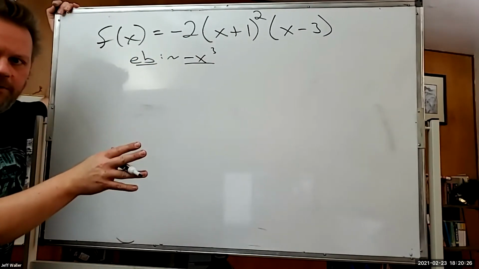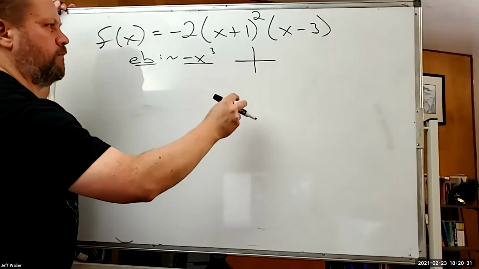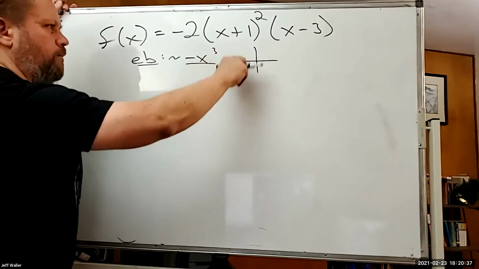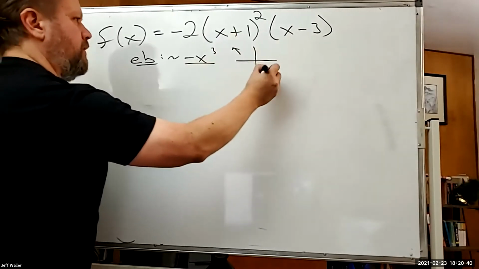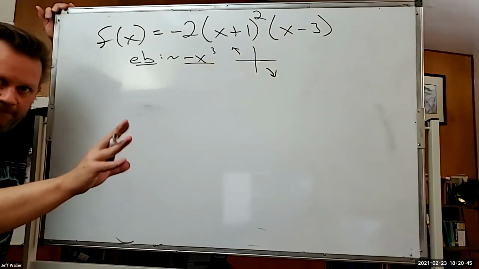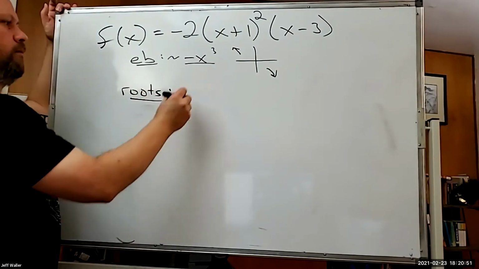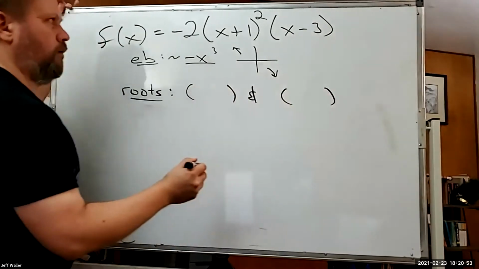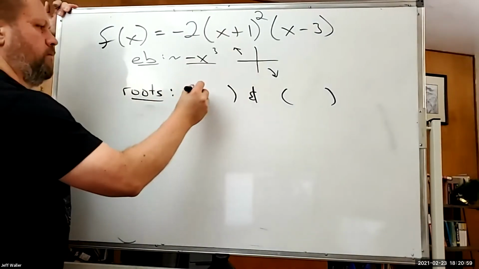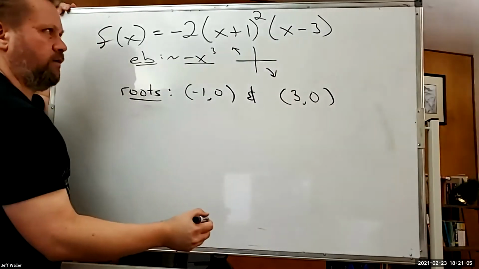It's negative, right? Is everybody with me? So what's the end behavior going to be here? On this side, it's doing what? Up, in the top left. Up, because it's going to be the opposite of what the cube normally is. It's going to flip it. All right, cool. What are the roots? -1, 0. Plus 3. 3, 0.